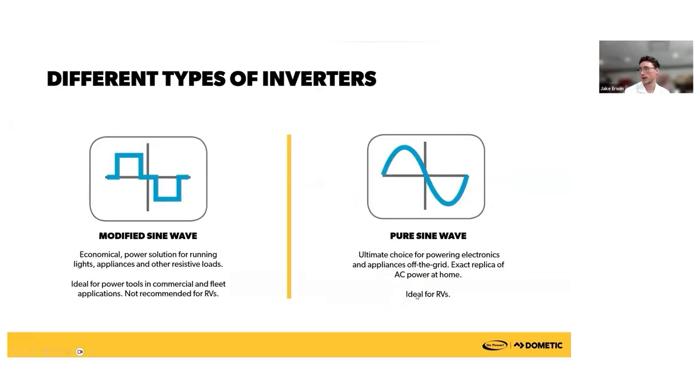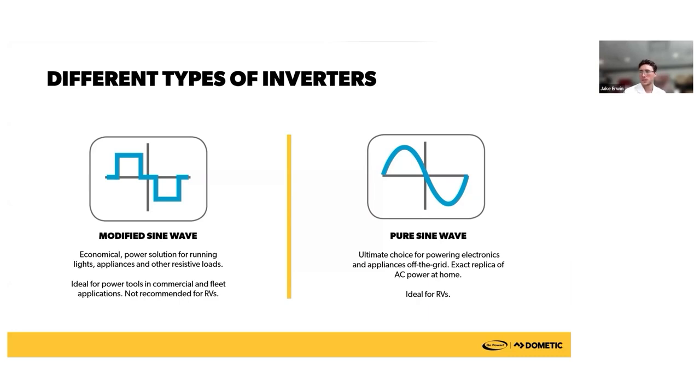So the first question we need to ask ourselves with inverters is, what type of inverter are we talking about? Now there are two categories. You'll hear about modified sine wave, like we have on the left here, and then we'll talk about pure sine wave. Modified sine wave is the more economical, the cheaper option. It produces a jagged, square-looking wave like we see here. It's a replication of household power. It's okay for simple resistive loads or commercial fleet kind of applications. There are things like basic tools.